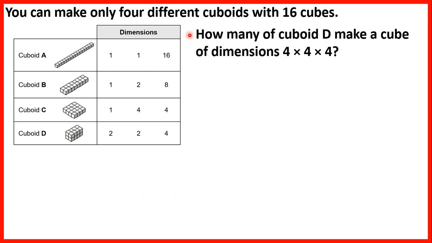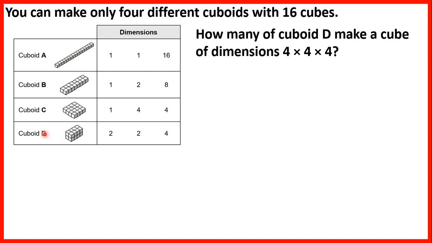Now, how many of cuboid D make a cube of dimensions 4 by 4 by 4? Well, if we look at cuboid D, we can see that we have a length of 4 on this side. So to make a length of 4 on this side here, we'd need another of cuboid D next to it. So we'd need 2 of cuboid D at the base, but then to get a height of 4, we'd need another of those cuboids on top of each of our cuboids.